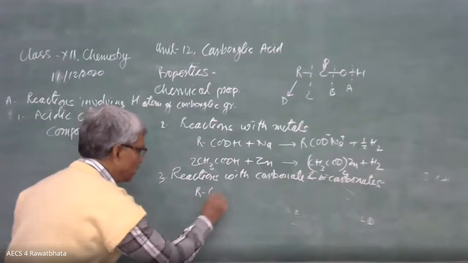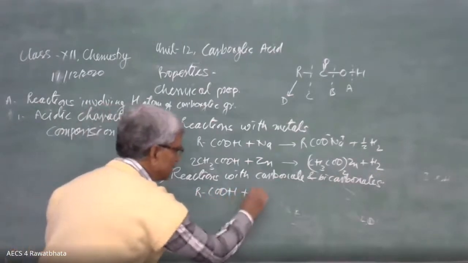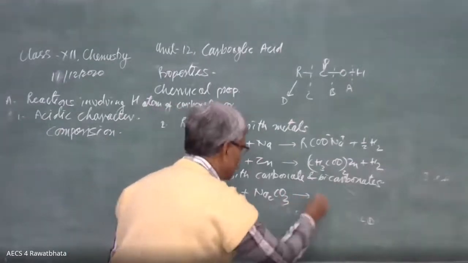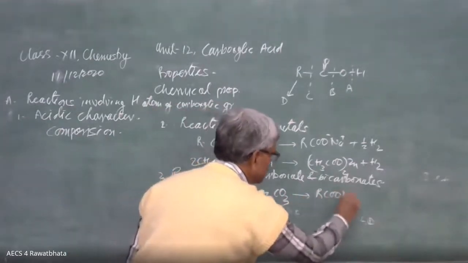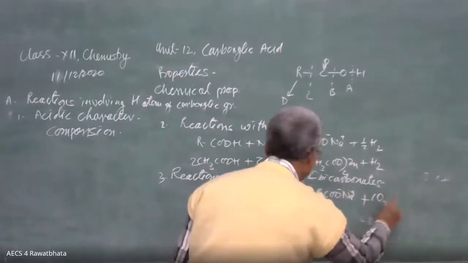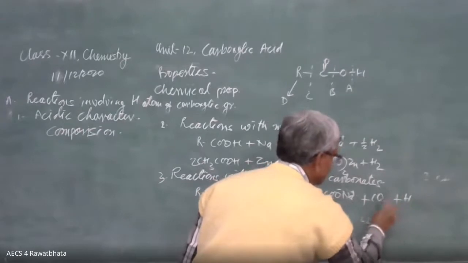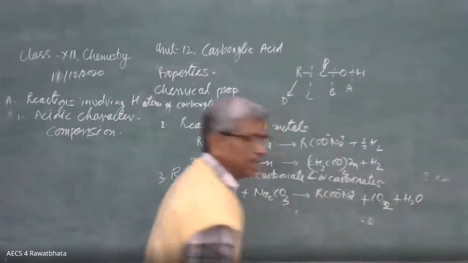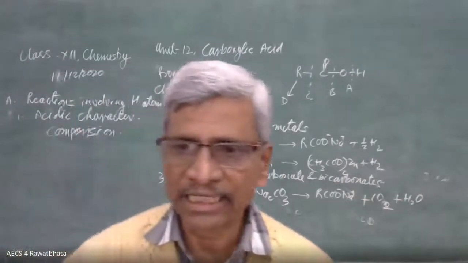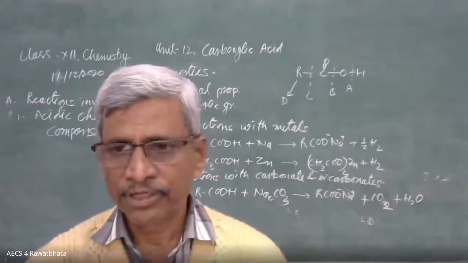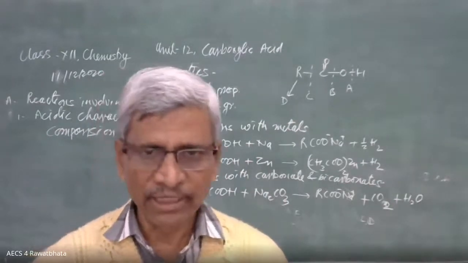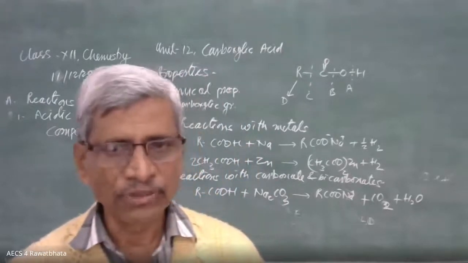Like RCOOH combines with sodium carbonate, it forms the sodium salt of the carboxylic acid, RCOONa, plus carbon dioxide CO2 plus H2O. Release of carbon dioxide proves that the given compound may be a carboxylic acid. Okay, beta? So these are some reactions. We can take bicarbonate also, HCO3, and again we get a salt, carbon dioxide and water.